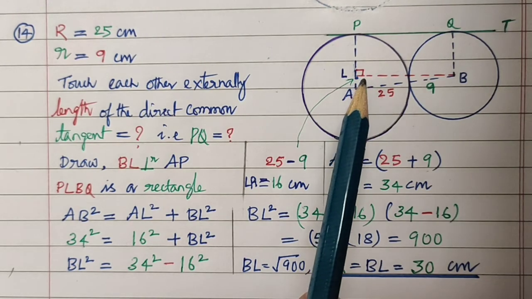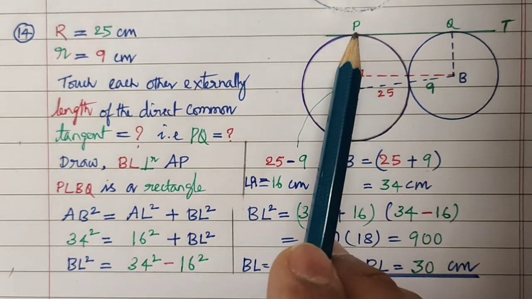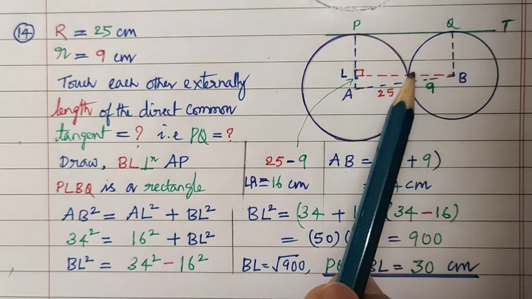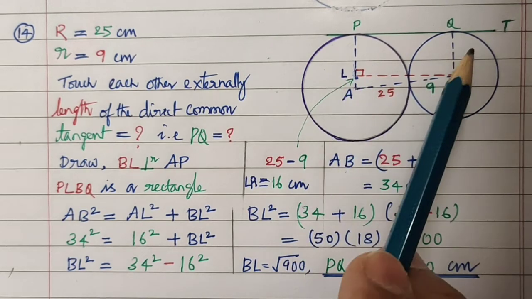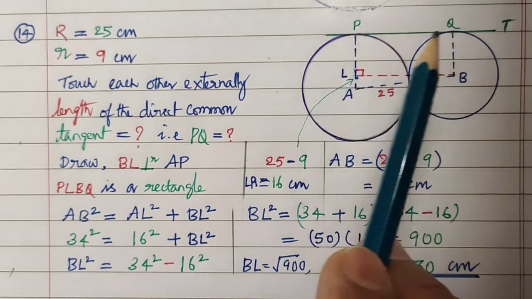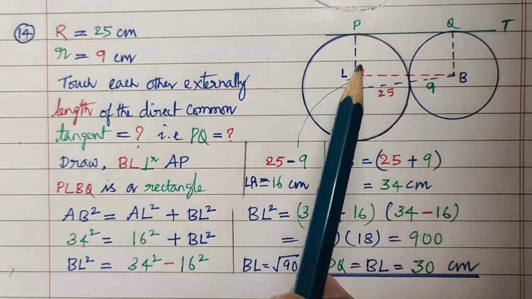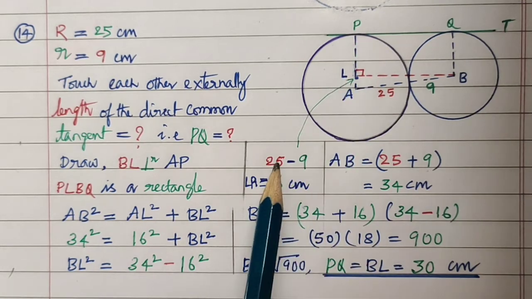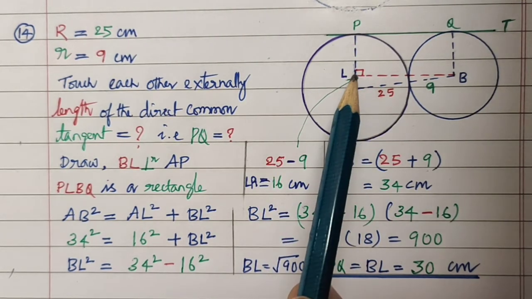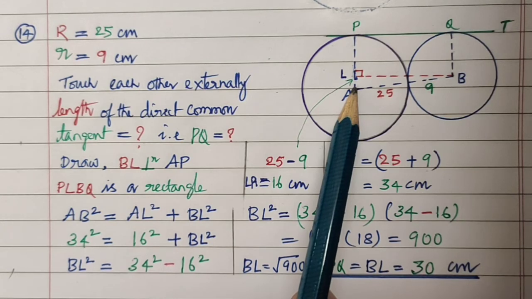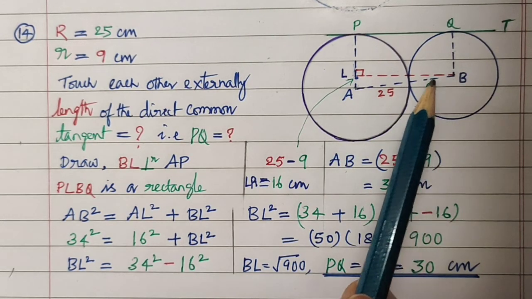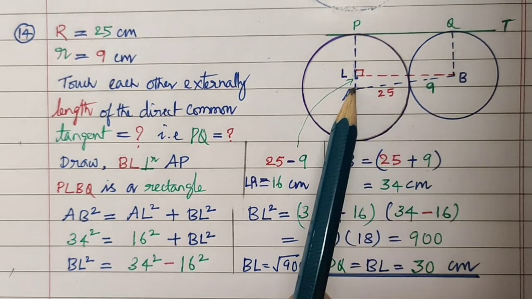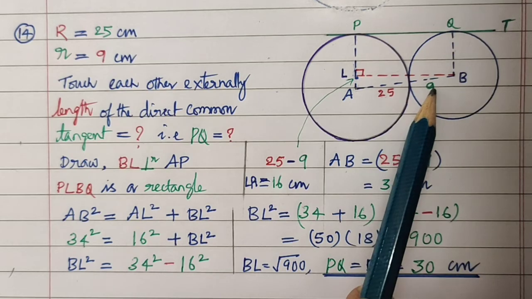So we can find out this part, because the radius of this bigger circle is 25, and because we have drawn from this point as perpendicular, this side is equal to this side. Therefore, BQ is equal to PL. Therefore, this part will become 25 minus 9, which gives 16 centimeters. This part is 16 centimeters. And we also know that this plus this is 25 plus 9. The length AB is equal to 25 plus 9.